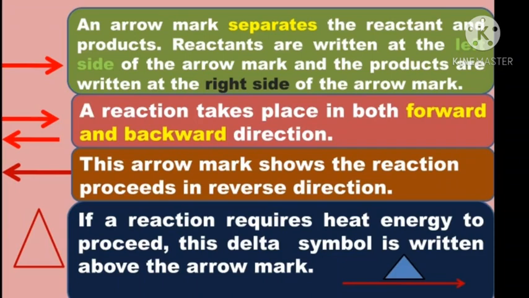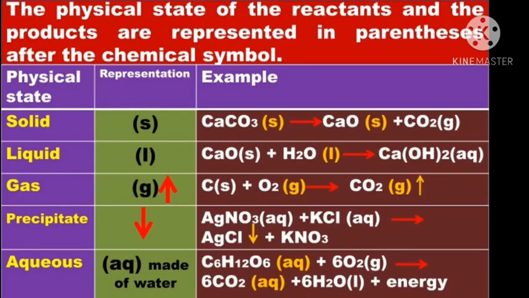If a reaction requires heat energy to proceed, the delta symbol is written above the arrow mark. The physical state of the reactants and the products are represented in parentheses after the chemical symbol. Look at these equations. In these equations, solid is represented as (s), liquid as (l), and gas as (g). Upward arrow marks also show it is a gas, downward arrow marks show the precipitate, and (aq) is aqueous solution.